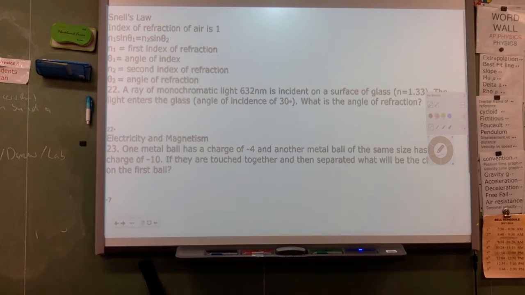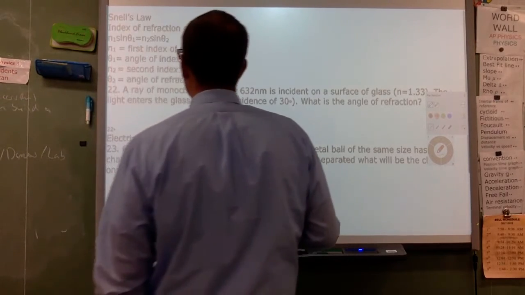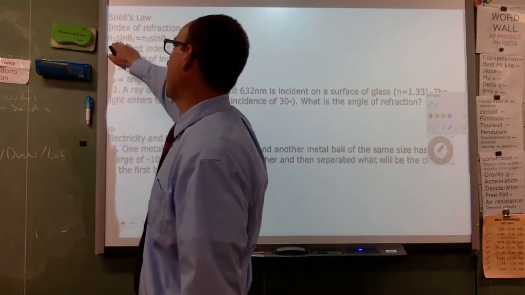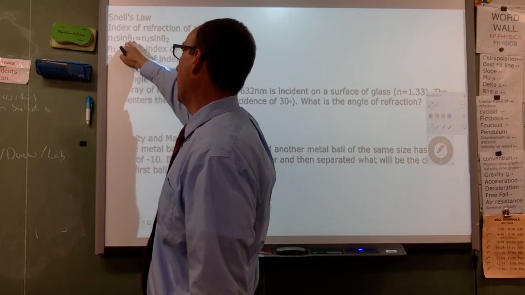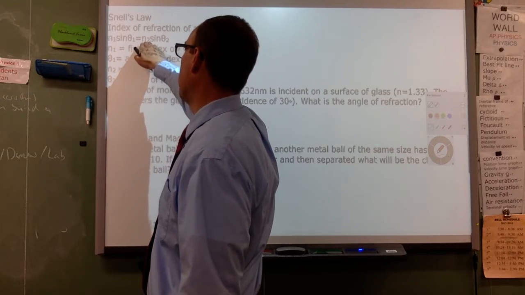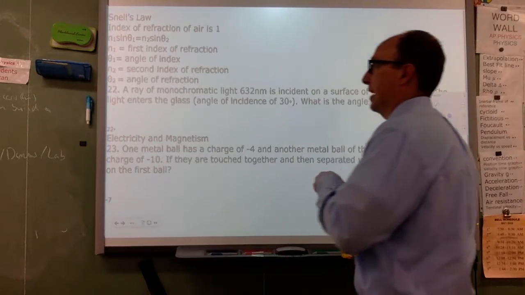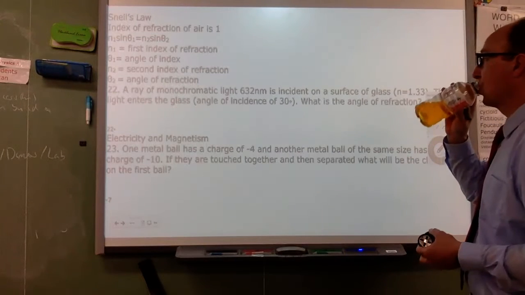All right, so this works in Snell's law. Snell's law tells us that the first index of refraction times sine of our first angle is equal to our second index of refraction times the sine of our other.